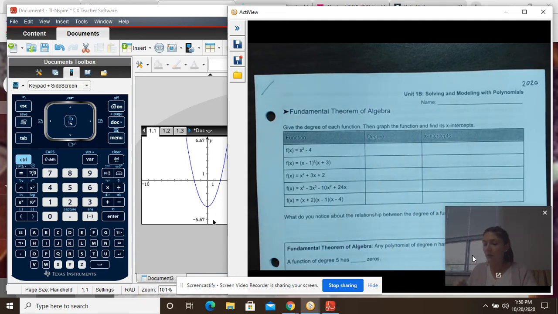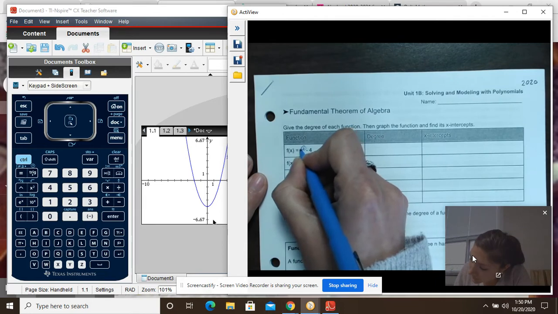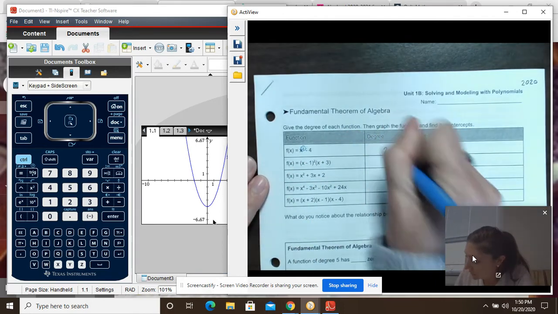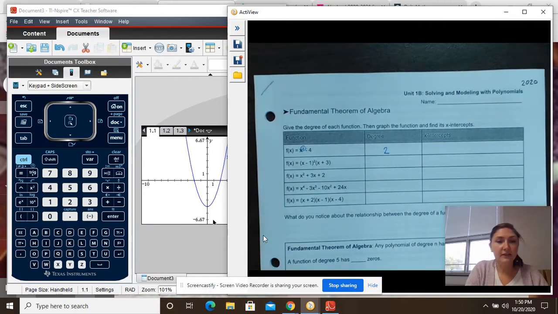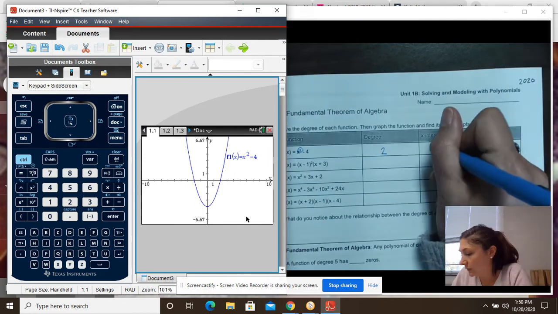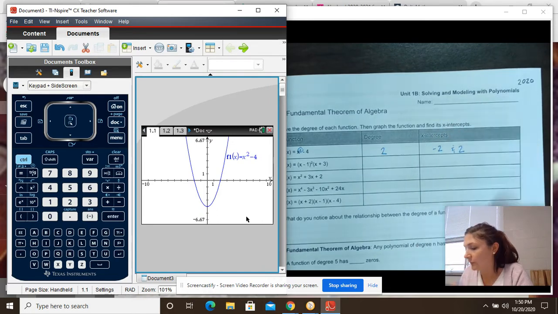So if we think about degree, remember if we have standard form, degree is just the largest exponent I see in my function. So our degree for this first problem would be 2. And then off to the side here, I've graphed that function for us. And I can see that I have an x-intercept here at -2 and at +2. X-intercepts are at -2 and +2.